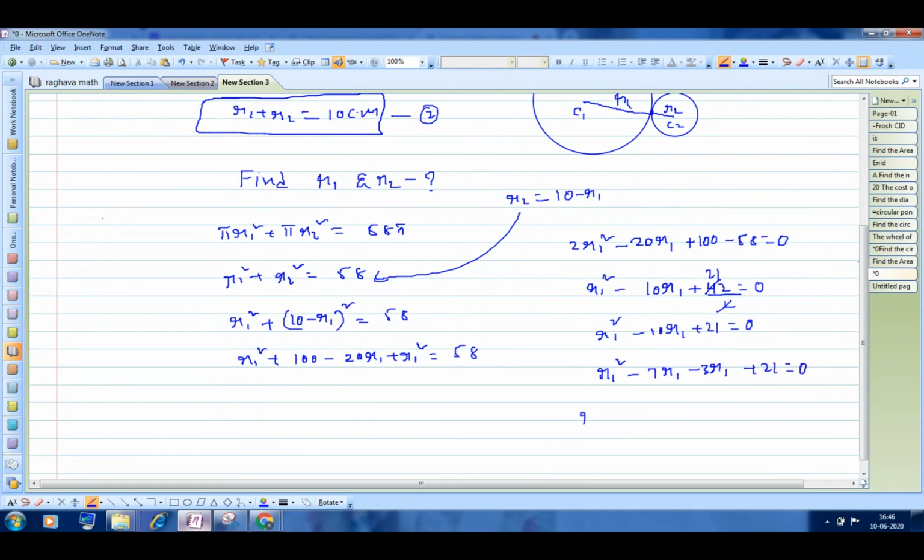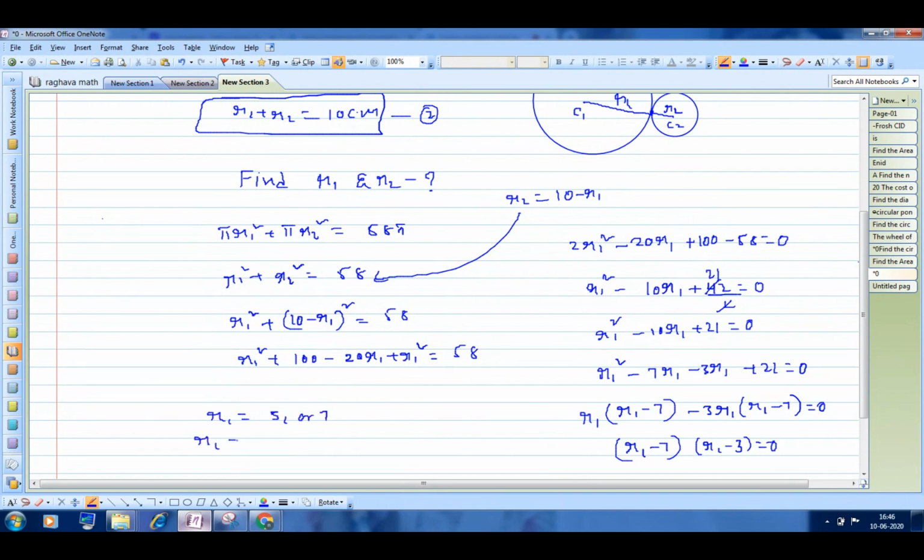Factorization method I am doing. So if I am taking r1 common, r1 minus 7 minus 3 r1 minus 7 is equal to 0. So r1 minus 7 into r1 minus 3 is equal to 0. So r1 is equal to either 3 or 7.